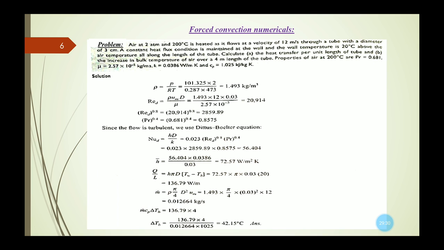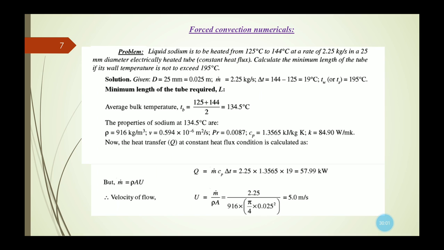So this is the procedure based on which we have calculated the heat transfer per unit length. For that we have chosen the exact formula of the Nusselt number. To choose that exact formula of Nusselt number, we have to determine whether this fluid is having laminar or turbulent characteristic. So these are the steps to solve this numerical.